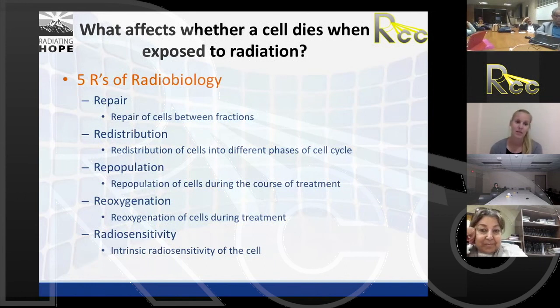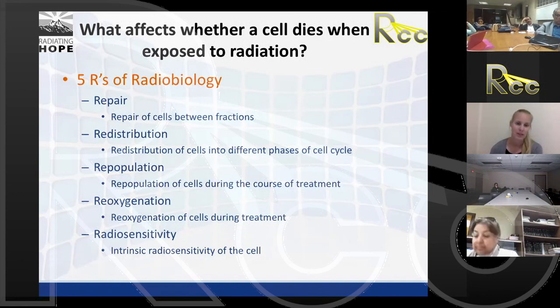We have redistribution, where cells are in different phases of their cell cycle, as a cell goes through a different cycle as it multiplies and regenerates. So when you irradiate a bunch of cells, there's a redistribution of the phases of the cells that are still alive after the round of radiation.